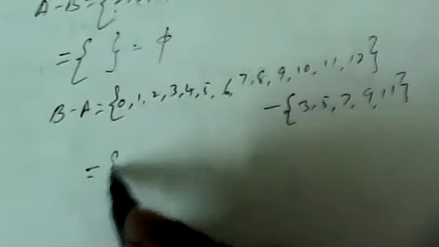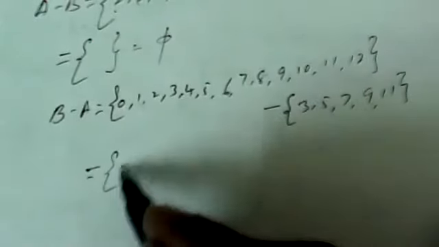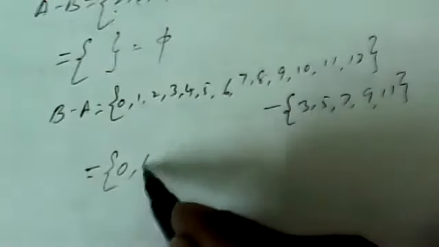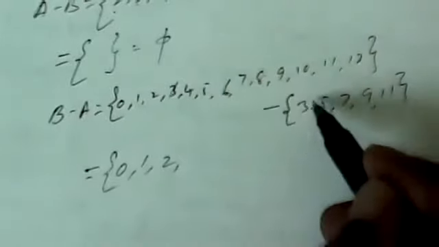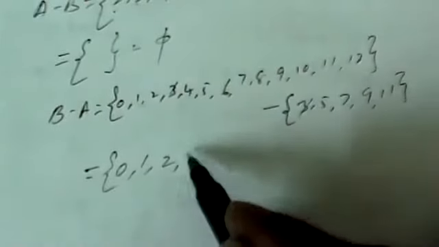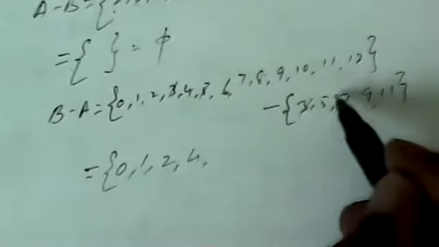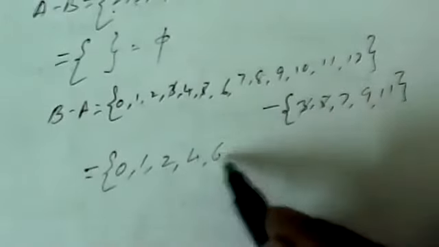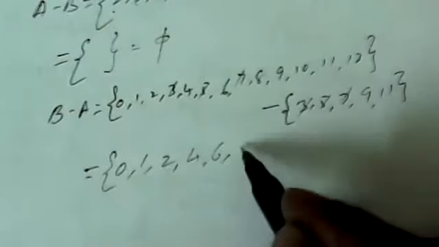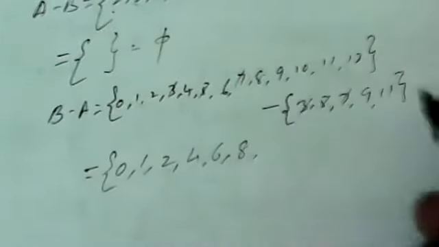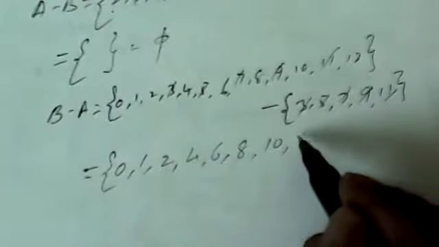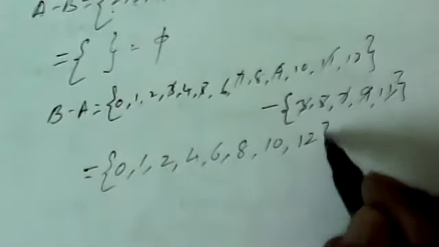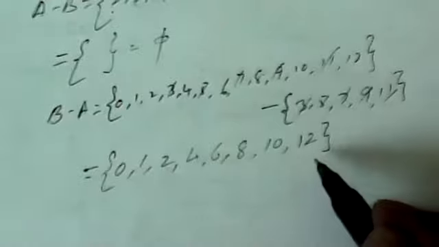So let us see. 0 is not there, we can write. 1 not there, we can write. 2 not there, we can write. 3 is there, cut it. 4 not there. 5 there, cut it. 6 not there. 7 there. 8 not there. 9 there. 10 not there. 11 is there. And we can write 12. So B minus A is this.